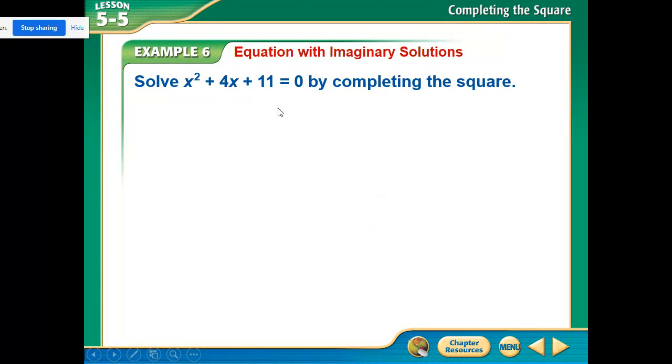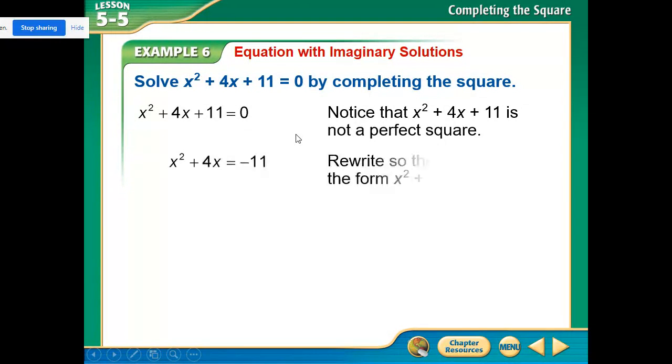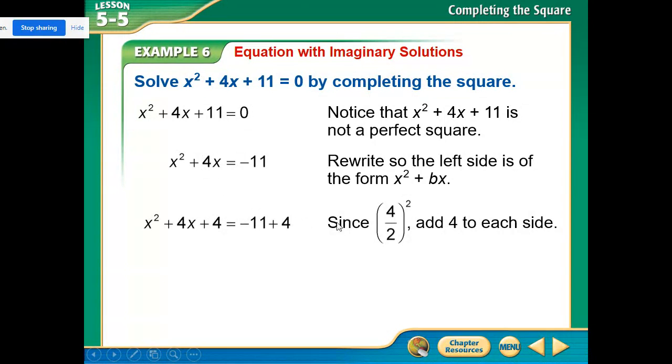All right, let's try this one. This one's back to a little more easy because there's no a here. So I'm going to move the 11 over. And so it's negative 11 over here. Now I'm going to take this 4 and divide by 2, and square it. So divide by 2 is 2, square it is 4. So I'm putting 4 on both sides. This factors perfectly, x plus 2 squared.